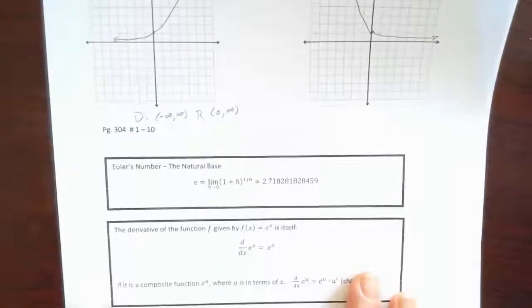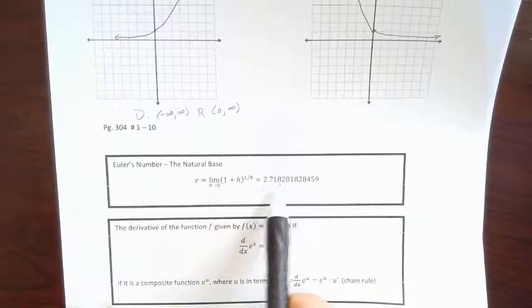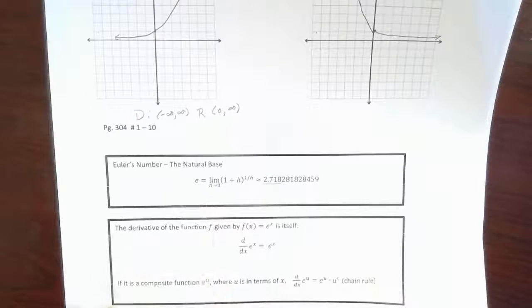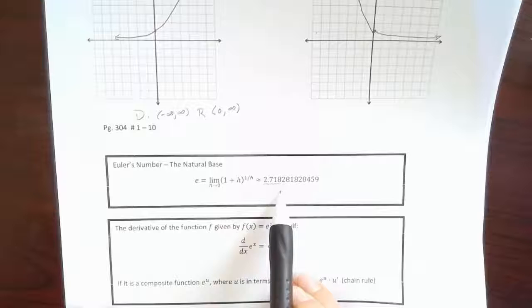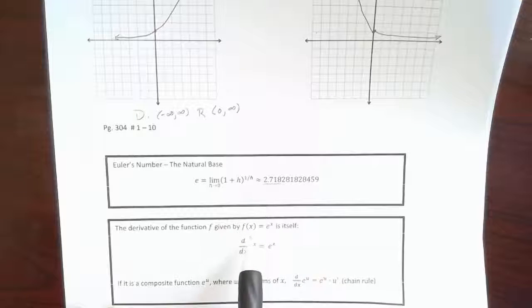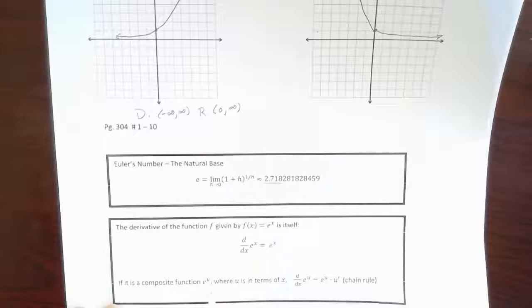So Euler's number, and I'm not too concerned about you knowing this piece, but you need to have a pretty good idea of what the value of e is. Euler's number, just like pi, is an irrational number. The value we use is 2.718, rounded. The derivative of a function f of x equal to e to the x, so an exponential function base e, is itself. So you take the derivative of e to the x, and it's actually e to the x. If you have a composite function where there is something other than a plain old x in the exponent position, then you take the derivative of e to the expression, which is e to the expression times the derivative of the exponent. That would be your chain rule.